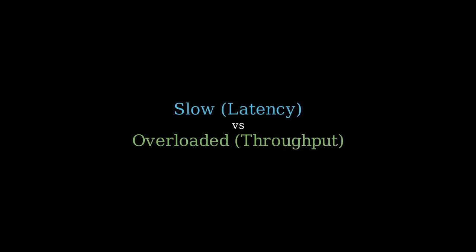When you look at a single request, that delay is your latency. But when you look at a box full of many requests hitting your system at once, that is your throughput. It's the difference between feeling like you are waiting in line and feeling like the entire entrance is completely overwhelmed.